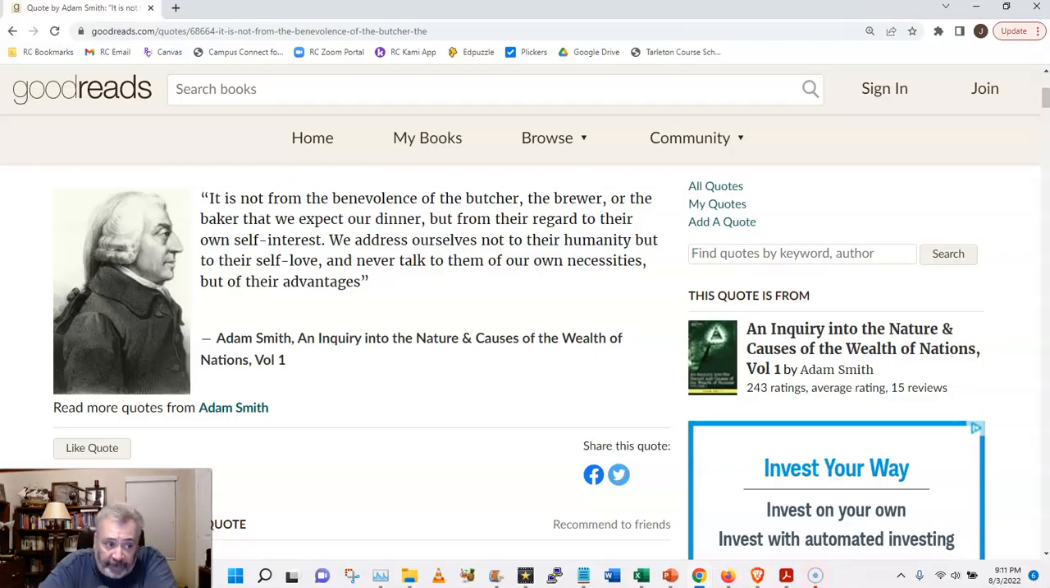Adam Smith wrote, 1776, we call the book Wealth of Nations, but its full title is An Inquiry into the Nature and Causes of the Wealth of Nations. And he wrote in this book, it is not from the benevolence of the butcher, the brewer, or the baker that we expect our dinner, but from their regard to their own self-interest. We address ourselves not to their humanity, but to their self-love, and never talk to them of our own necessities, but of their advantages. What's he saying there? What does that mean?